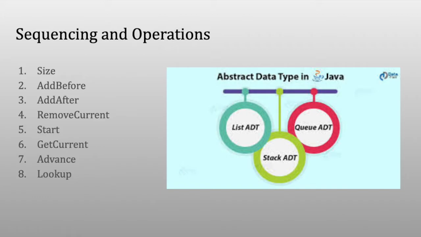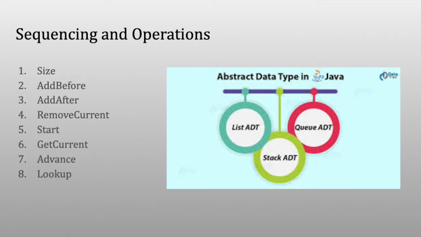So, let's talk about some common sets of operations involved with the sequence abstract data type. Size is an operation that returns the number of items in the sequence. The add before operation is an operation that adds a given item before the current item, or at the front of a sequence if there is no current item, and makes the new item the current item.